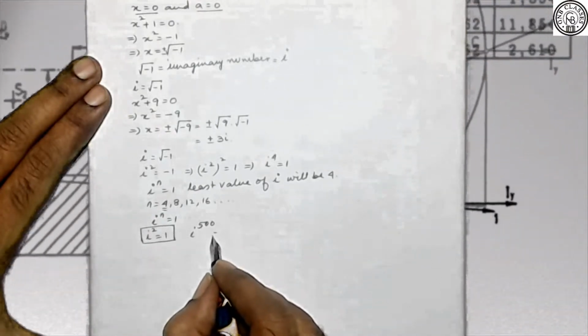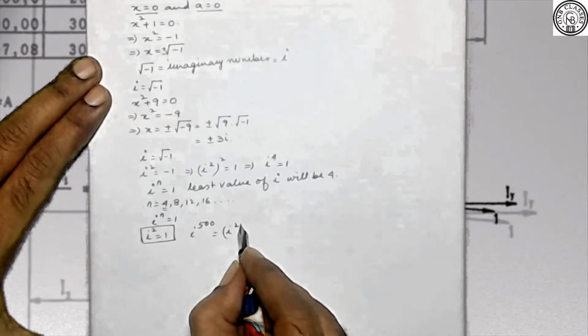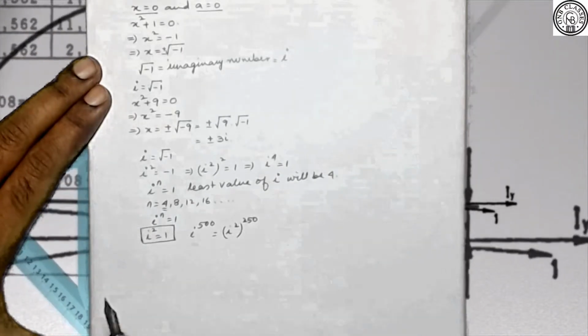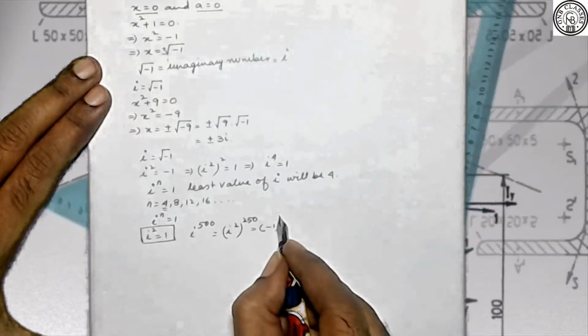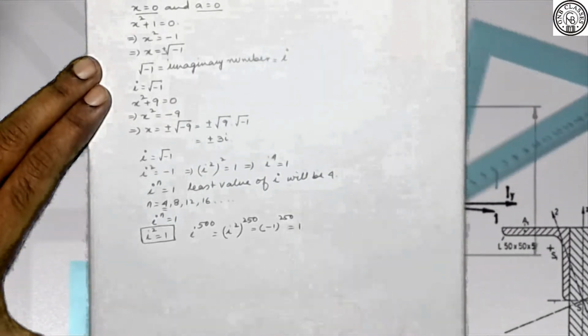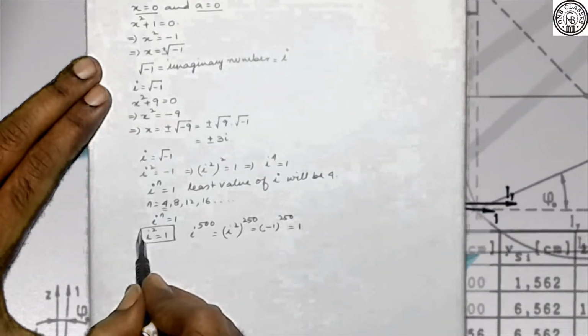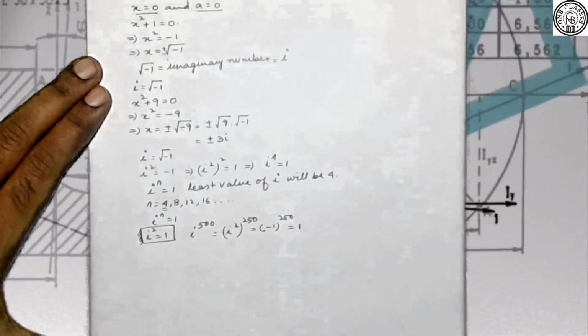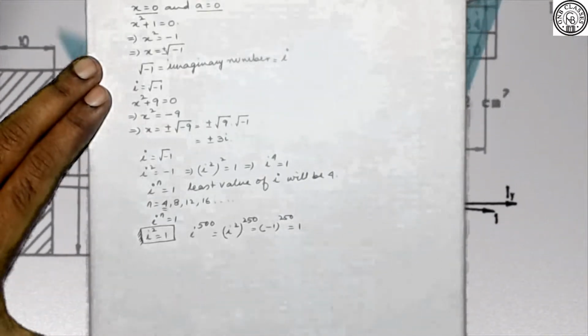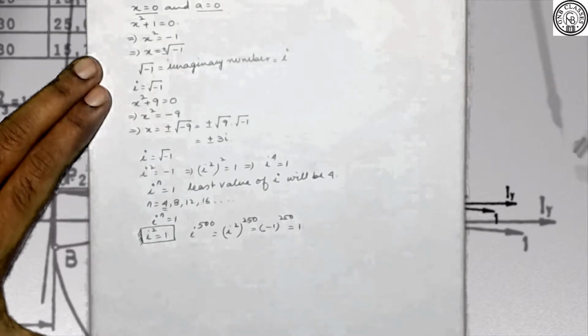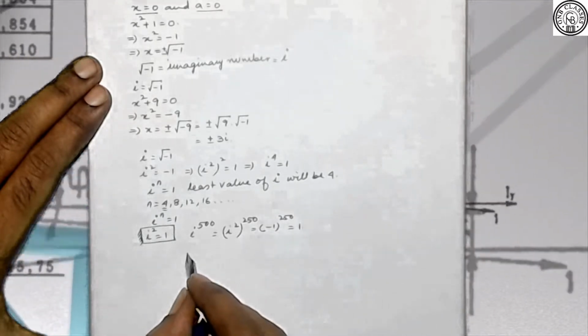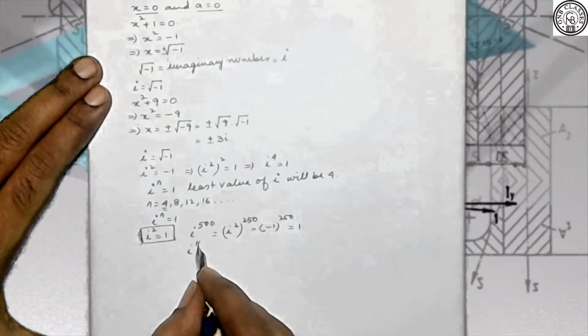So you can easily find out by writing this thing as iota square whole to the power 250. So that gives us minus 1 to the power 250. That gives you 1 only. So just by knowing the value of iota square equals to minus 1, we can find out higher exponents of iota.